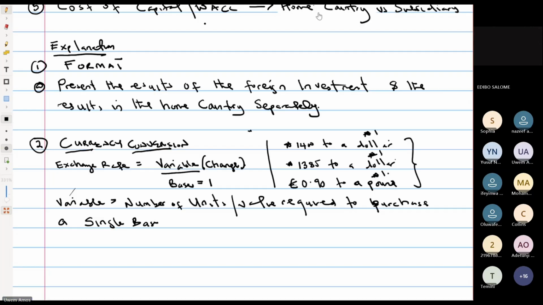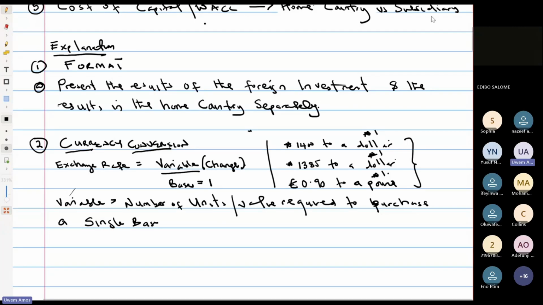The euro is variable while the pound is base. Thank you very much. Now that is an important concept. That is correct. Now that's an important concept to know because that will determine how you treat or how you convert currency. So what is the rule on conversion?